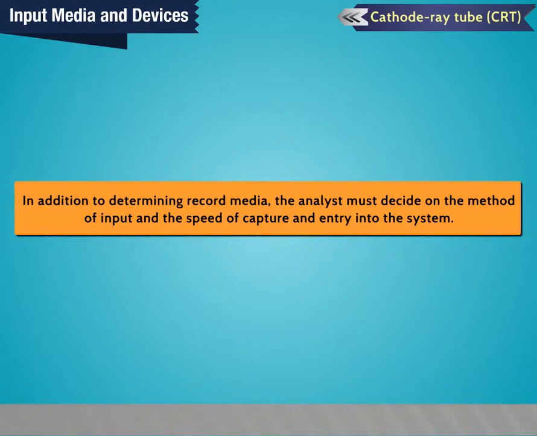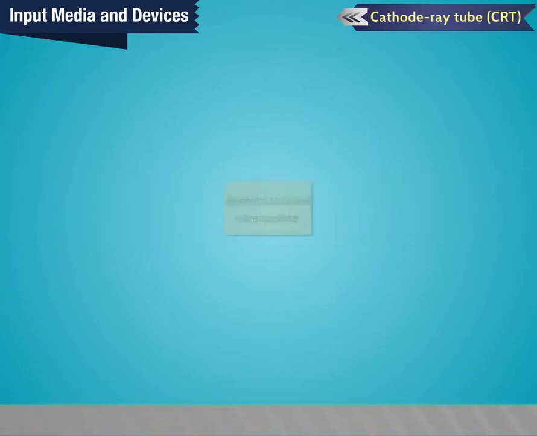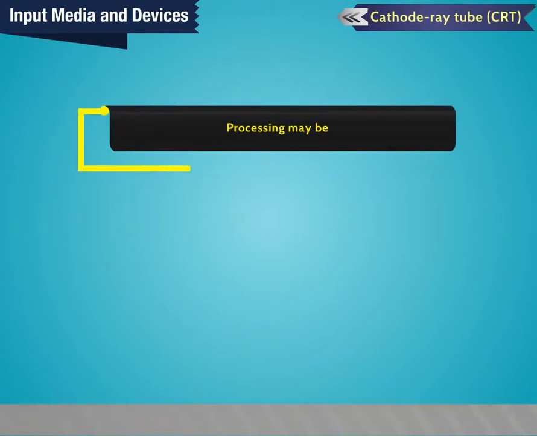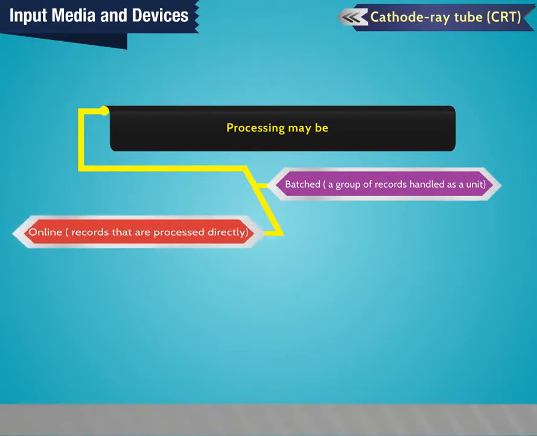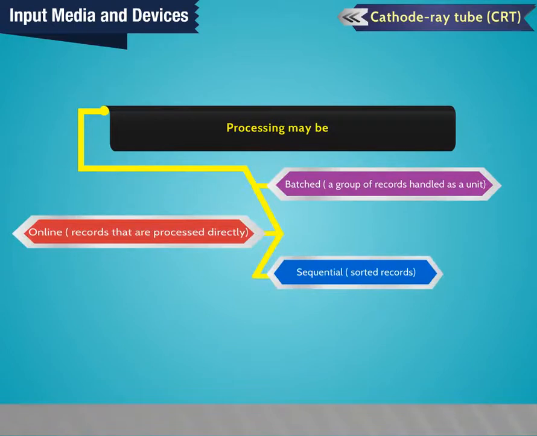In addition to determining record media, the analyst must decide on the method of input and the speed of capture and entry into the system. Processing may be batched, a group of records handled as a unit. Online, records that are processed directly. Sequential, sorted records. Random, that is unsorted records.